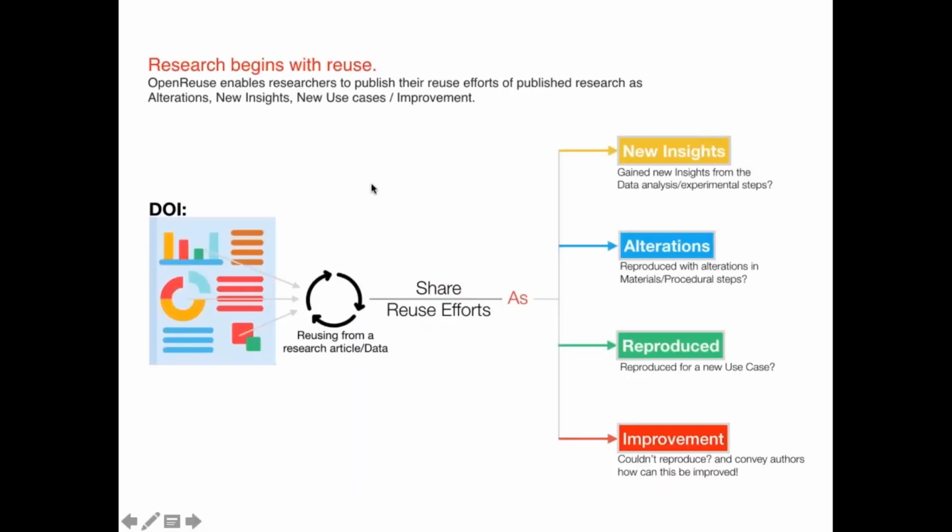And the reuse efforts can be shared in terms of if they gain some new insights while using or reproducing, if they have made some alterations while reproducing. The alterations might be just changes in the chemicals that you're using or the antibodies that you're using, any alteration. And you can also report instances where you just simply reproduced. So let's say if you're not able to reproduce something, what do you think is missing, which is not provided by the author, so that this message can be shared with the authors and this can be finally improved.